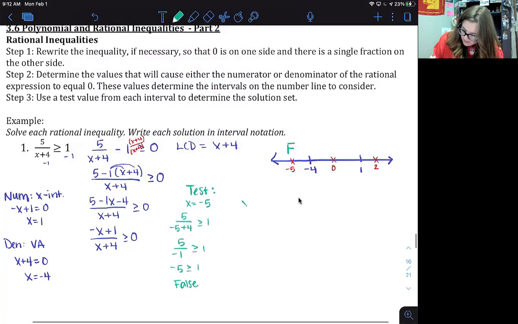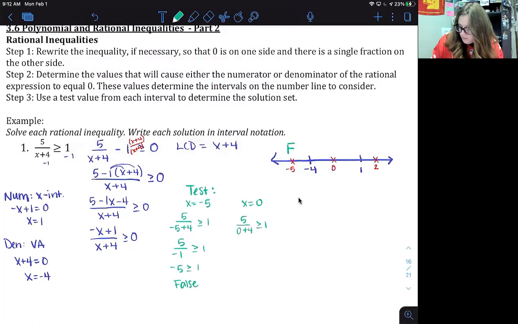Now let's test x equals 0. So we have 5 over 0 plus 4, which is greater than or equal to 1. 0 plus 4 is 4. So 5/4 is greater than or equal to 1. If you need to change that into a mixed fraction or a decimal, you can do that. And you get 1 and 1/4, which is greater than or equal to 1. This is true.